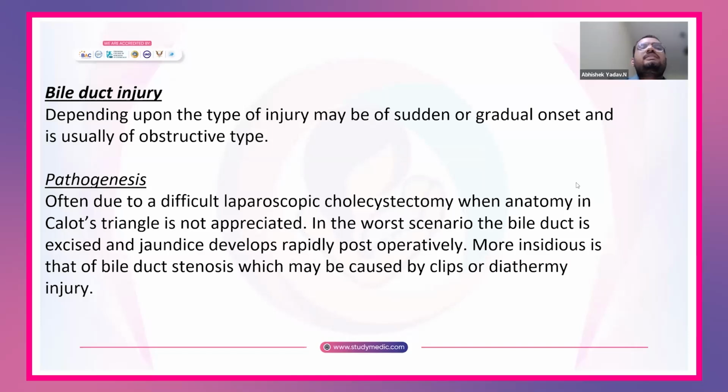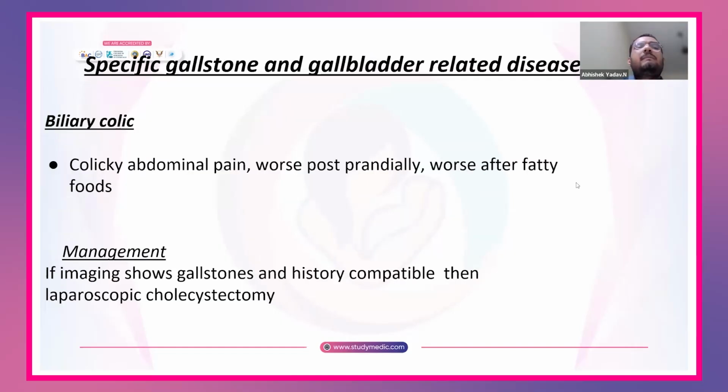Biliary duct injury depends upon the type of injury, which most of the time will be iatrogenic in nature. This will be of sudden onset, or it may be a gradual onset of obstructive type of jaundice again. Most of the time it occurs in case of laparoscopic cholecystectomy, where the pathology of the Calot's triangle has been altered and you can't exactly delineate the structures. In such conditions, the patient may end up with a bile duct injury immediately post-operatively. Then you have to suspect this.